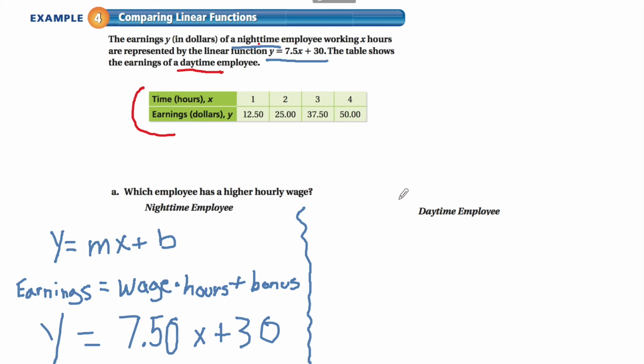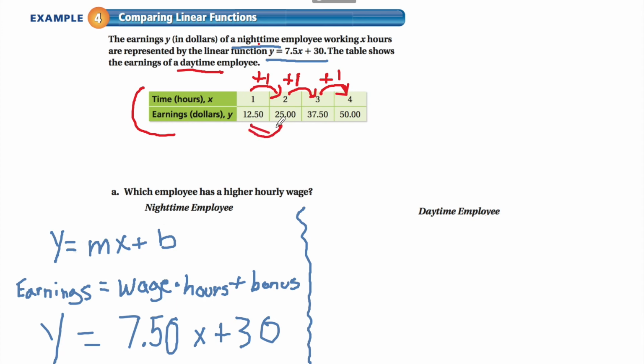The daytime employee, on the other hand, if he works 1 hour, he makes $12.50. If he works 2 hours, he makes $25. If he works 3 hours, he makes $37.50, and so on. So let's see, as x increases, does it increase steadily? We have to check all of these. 1 to 2 increases by 1. 2 to 3 is an increase of 1. And 3 to 4 is an increase of 1.